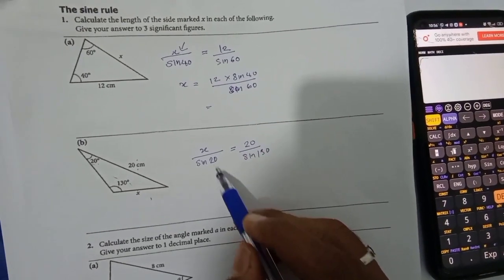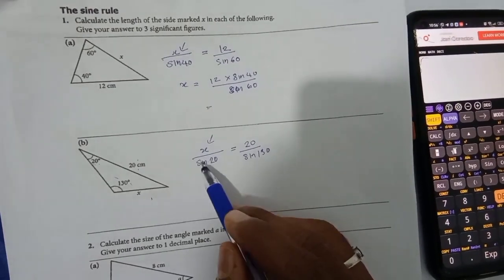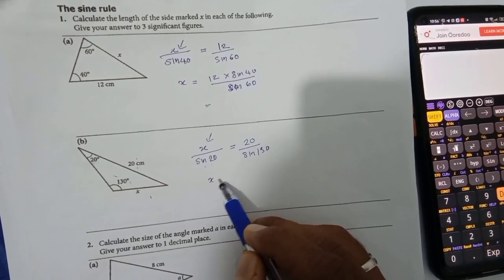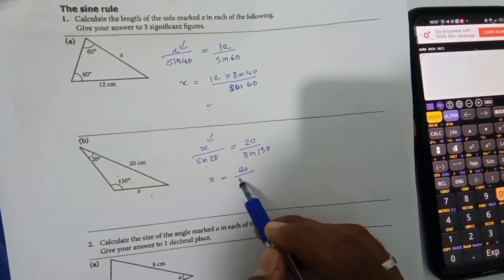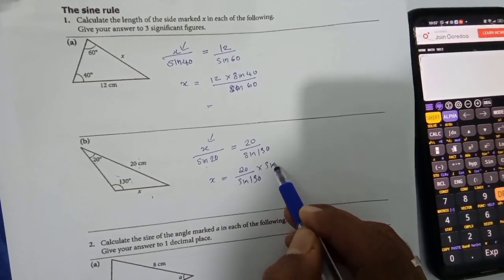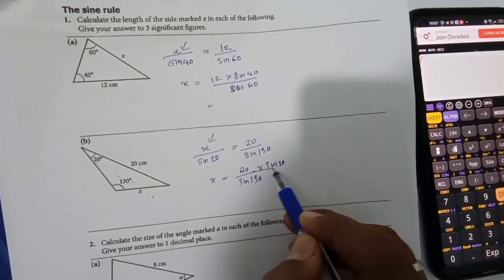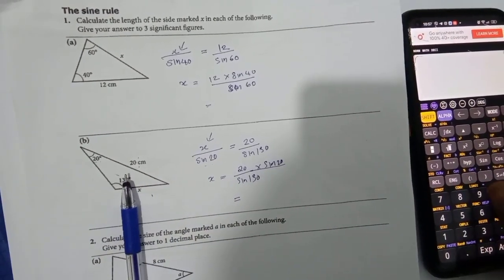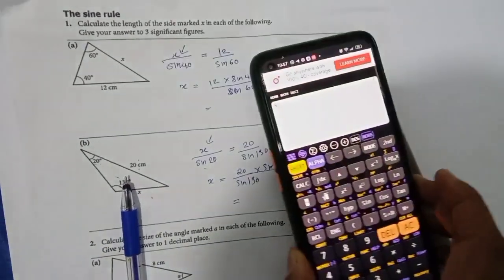Now we can find the value of x from here. The division by sine 20 becomes a multiple, so x is equal to 20 divided by sine 130 into sine 20. Now we can use the calculator to find the value.